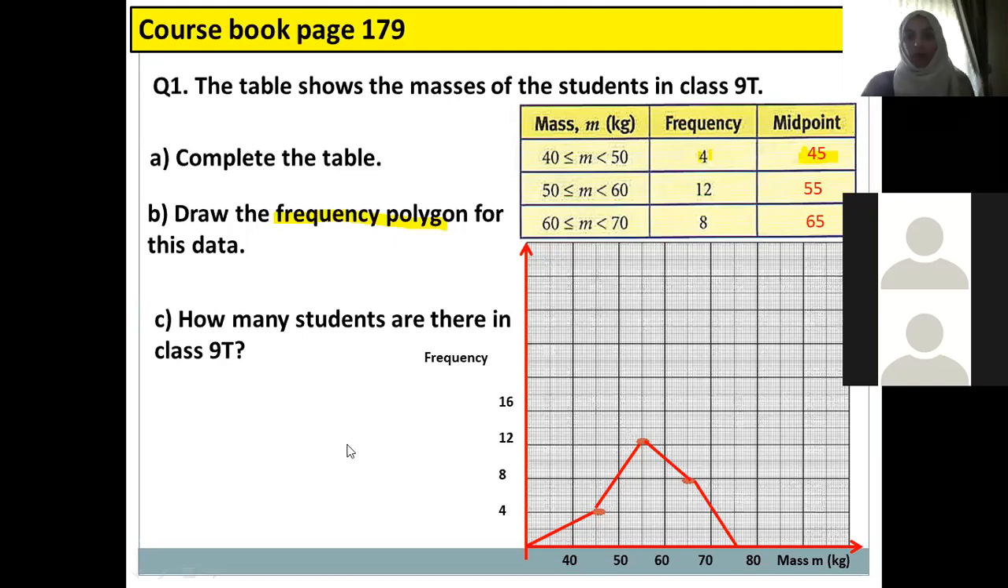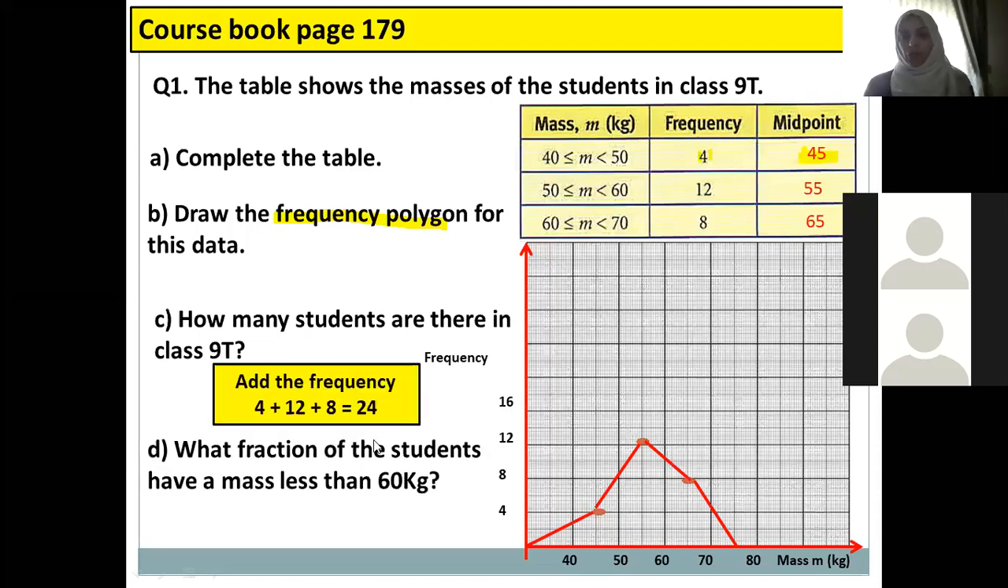24 students. Yes, you just added the frequency, Faris. That's right. They are 24 students. Excellent.